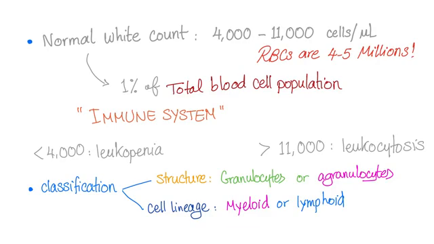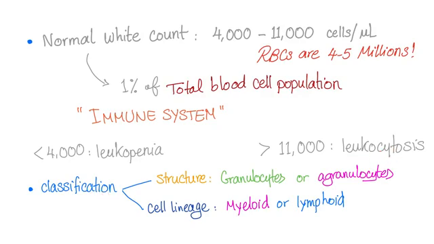The normal white blood cell count is between 4,000 and 11,000 white blood cells per microliter of blood. On the other hand, RBCs are 4 to 5 million, not thousands. That's how numerous red blood cells are. Less than 4,000, and you have a condition called leukopenia. White, penia means few or a deficiency. More than 11,000, you have leukocytosis.